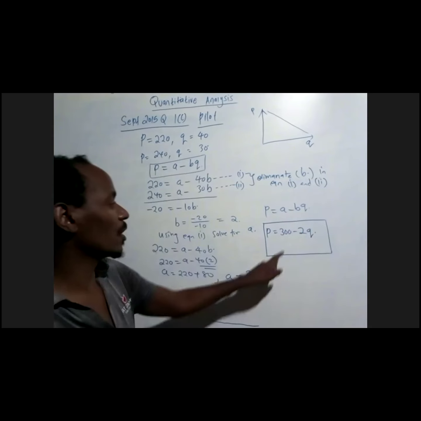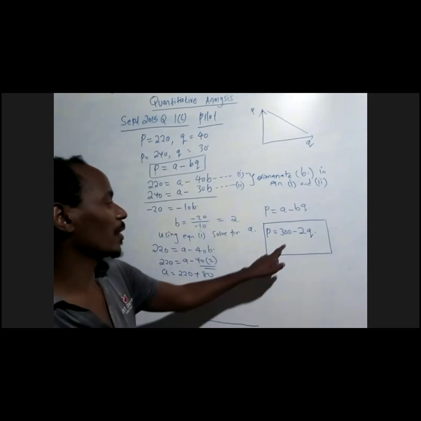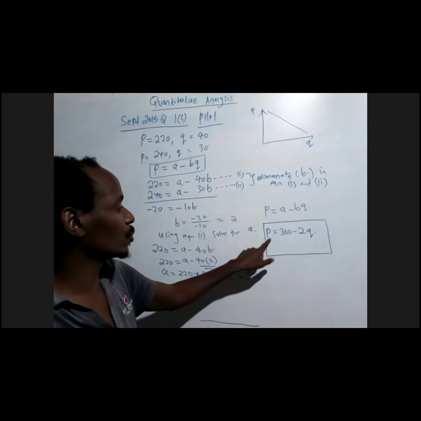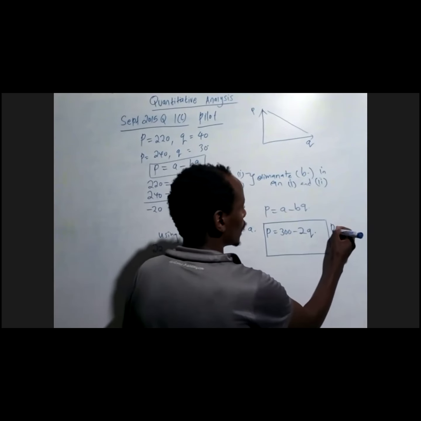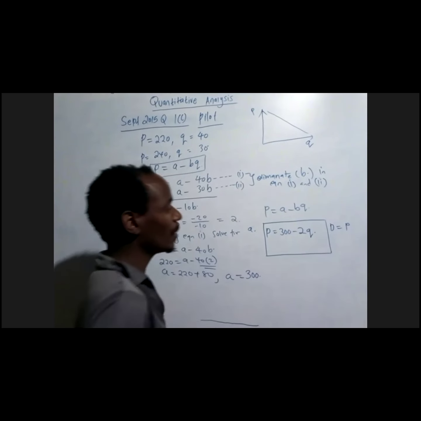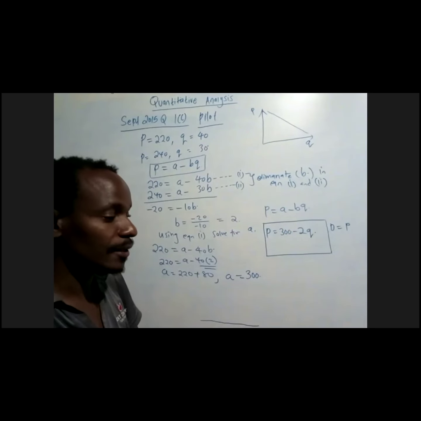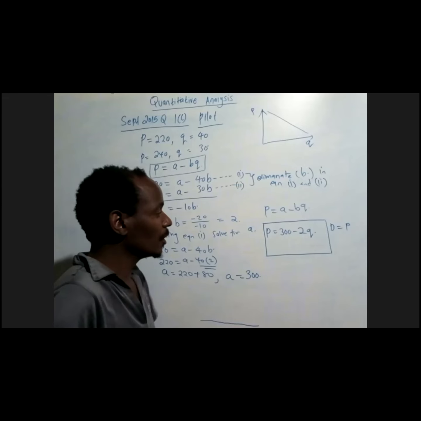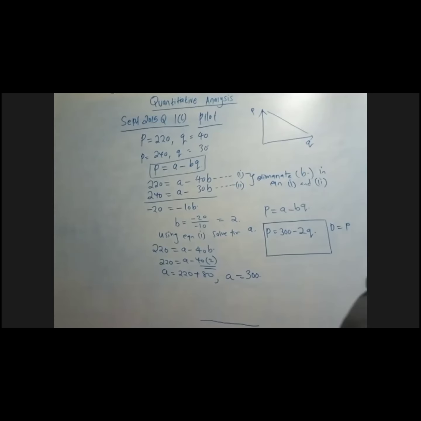That one is our demand function, which is the function of price. So in this case, demand equals price. Now, from this, once we have the demand, we can get the total revenue.